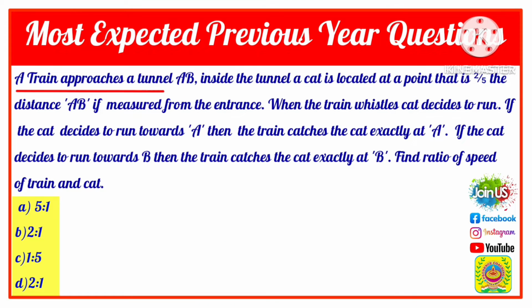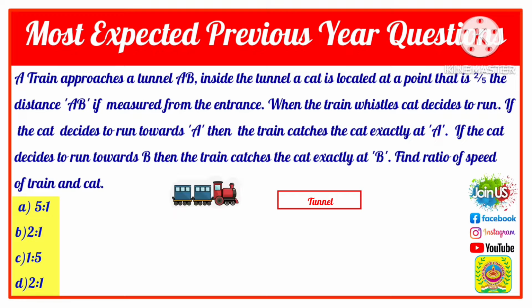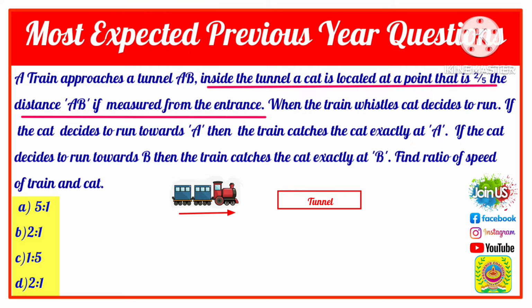It is given a train approaches a tunnel AB. So a train is moving towards a tunnel which is named AB. Next, it is given inside the tunnel a cat is located at a point that is 2/5 the distance AB if measured from the entrance. As a fraction value is given, we can assume the total length of the tunnel to be 5 units, and out of that at 2 units a cat is located.